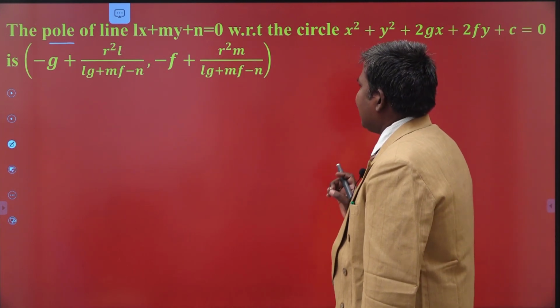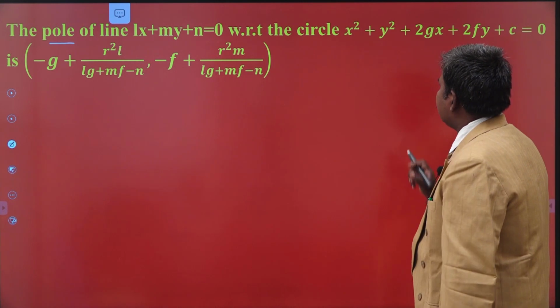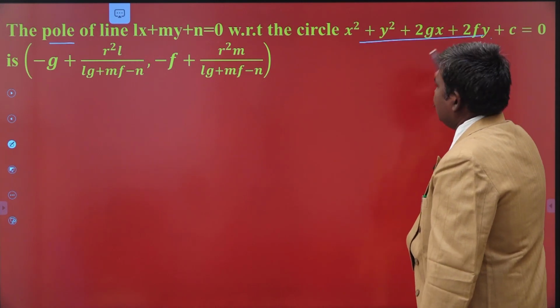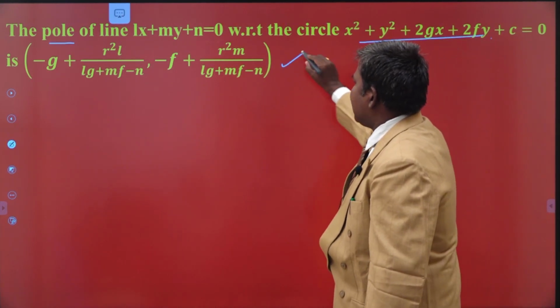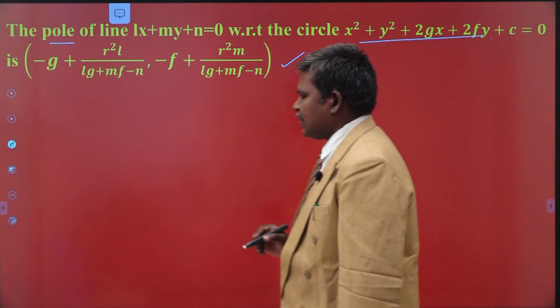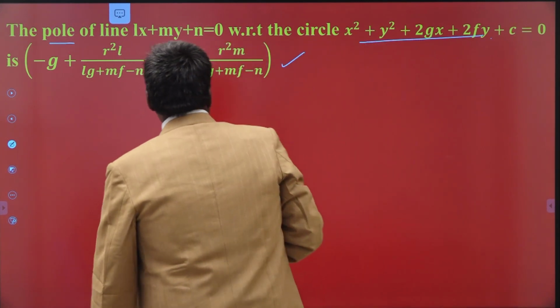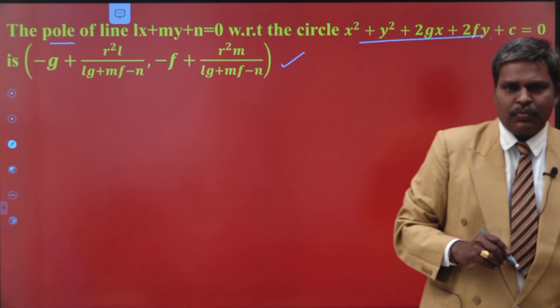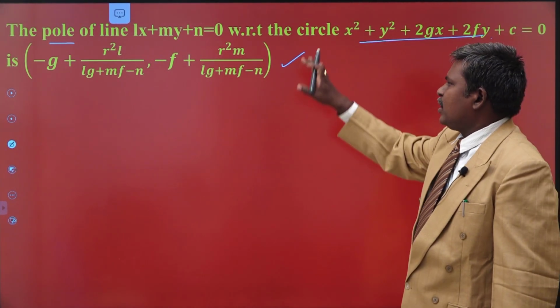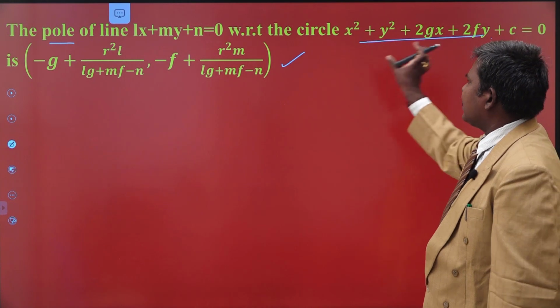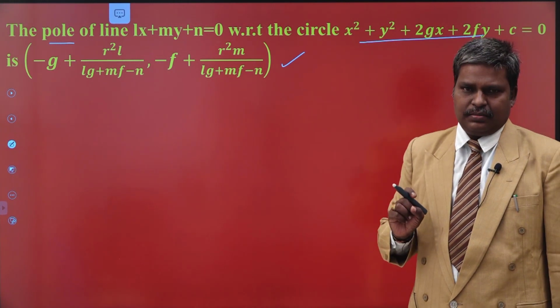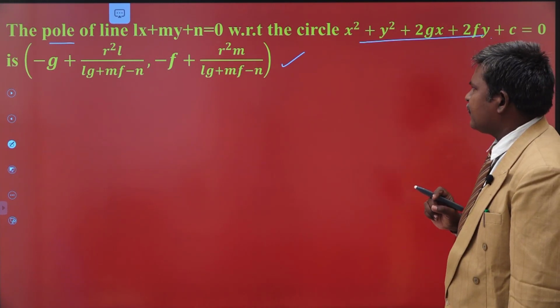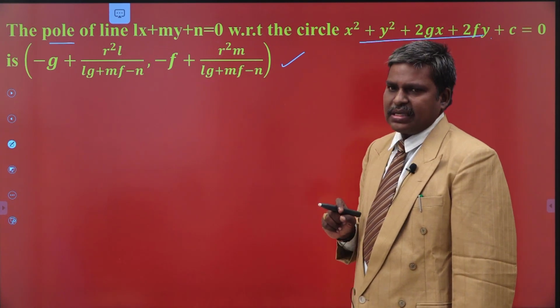Pole of a circle, polar of a circle, they are meaningless. So the pole of the line Lx + My + N = 0 with respect to the circle S = 0 is (-g + r²L/(Lg + Mf - N), -f + r²M/(Lg + Mf - N)). So we are going to find out the pole of that line with respect to this circle. We are going to find out the pole of the line with respect to my circle S.